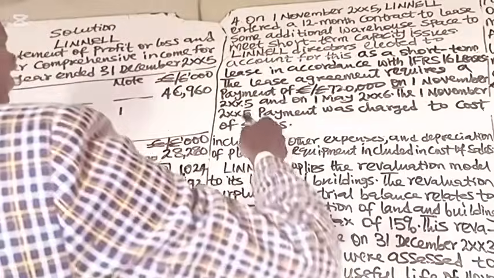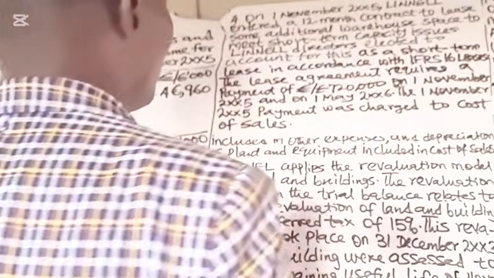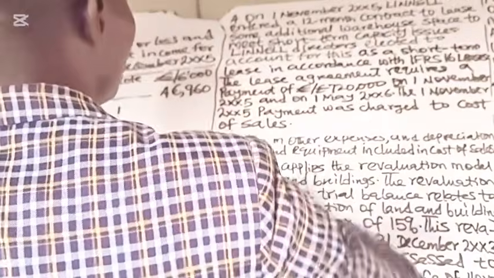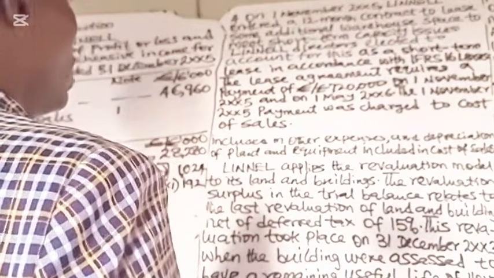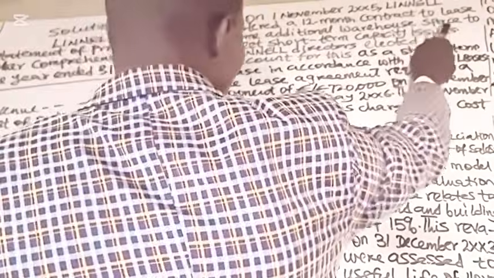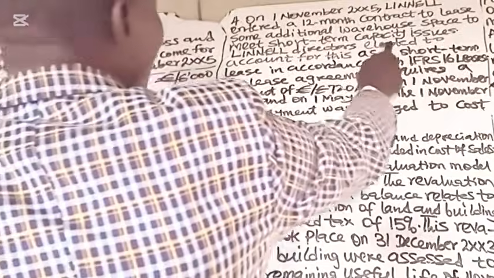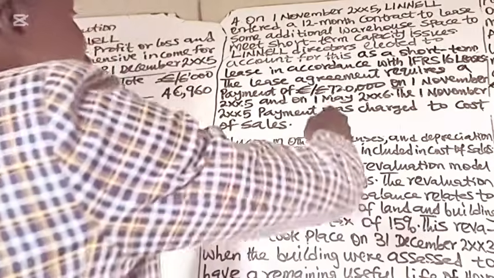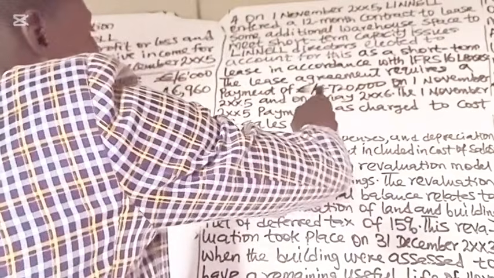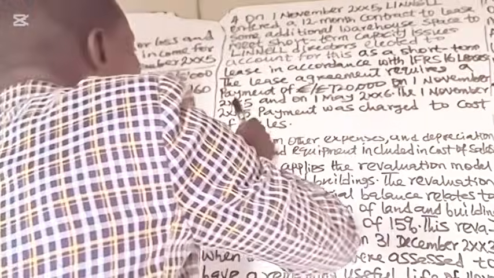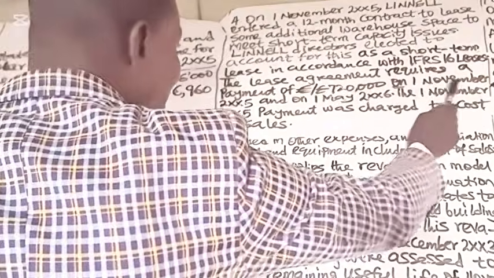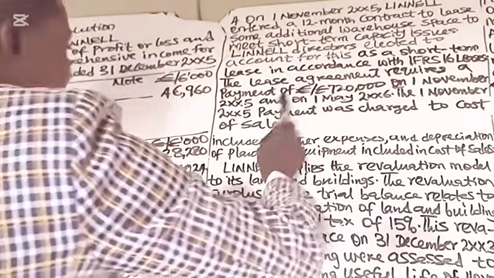Note 4. On 1st of November 2SS5, Lease entered into a 12-month contract to lease some additional warehouse space to meet short-term capacity use. Lease directors elected to account for this as a short-term lease in accordance with IFRS 16 leases. The lease agreement requires a payment of 720,000 euro on 1st of November 2SS5 and on 1st of May 2SS6. The 1st of November 2SS5 payment was charged to cost of sales.